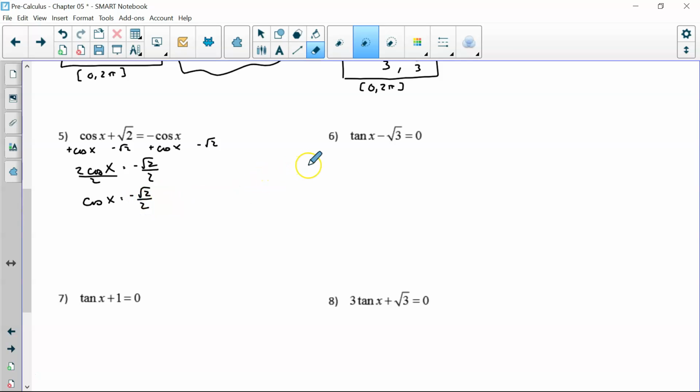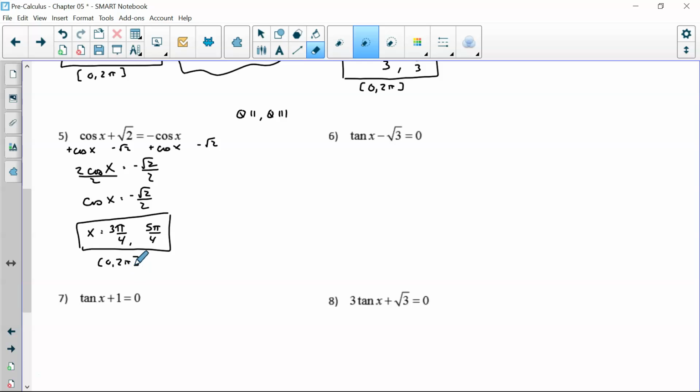All right. Once again, cosine is negative. We've got to be in quadrant 2 and quadrant 3. Now, for cosine to be √2 over 2, we know it's got to be something pi over 4. So to get us into quadrant 2, it's going to be 3 pi over 4. And to get ourselves into quadrant 3, 5 pi over 4. There's our solutions from 0 to 2 pi.